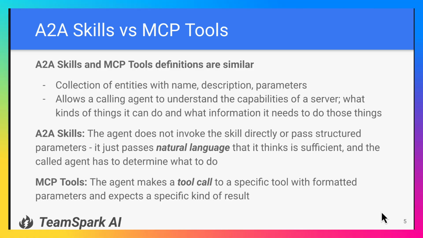So whether that's an A2A agent or an MCP server, the general idea is you have this list of tools or skills that say, hey, this is the name of a skill or tool, here's what it does, here's the parameters I need, and here's maybe what you're going to get back as an answer. The difference is that with A2A skills, the agent doesn't invoke the skill directly or pass structured parameters. It just passes natural language.